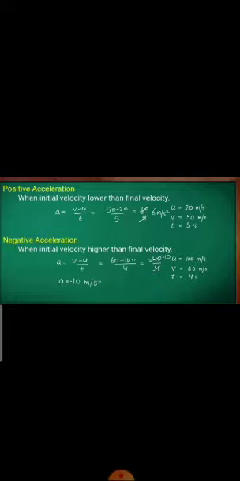Suppose the initial velocity u is 20 meter per second, the final velocity is 50 meter per second, and time is 5 seconds. When you put the values, 50 minus 20 upon 5, you will get 30 upon 5. When you solve it, you will get 6 meter per second square. Since the answer is positive, we can see that it is a positive acceleration.